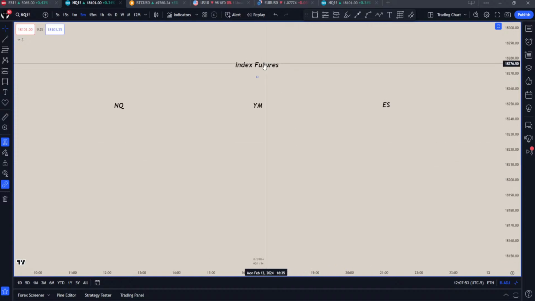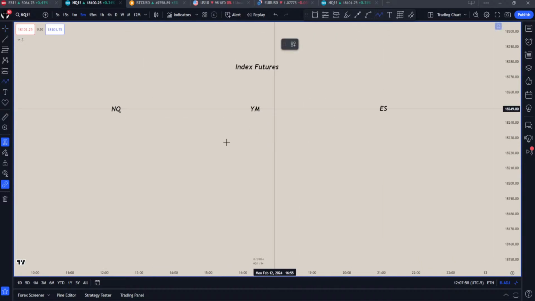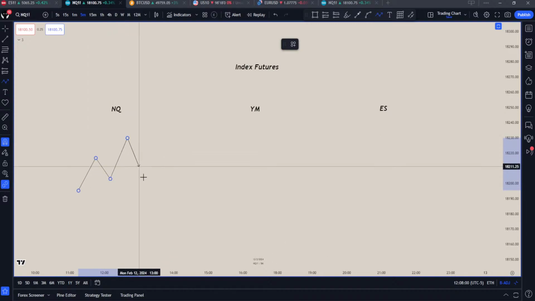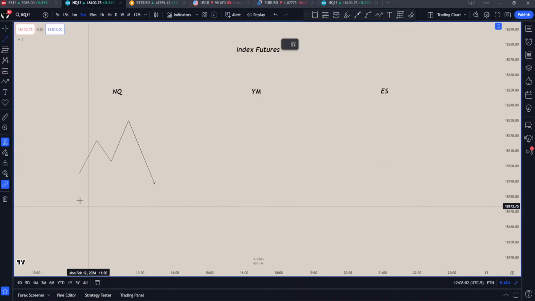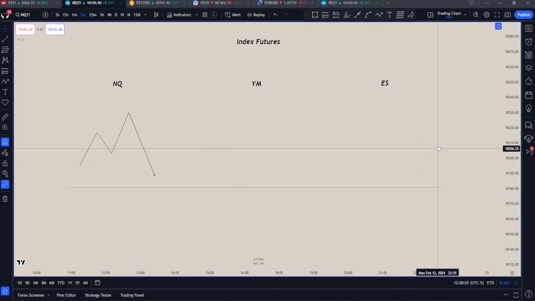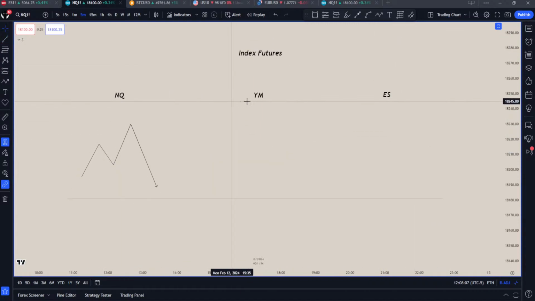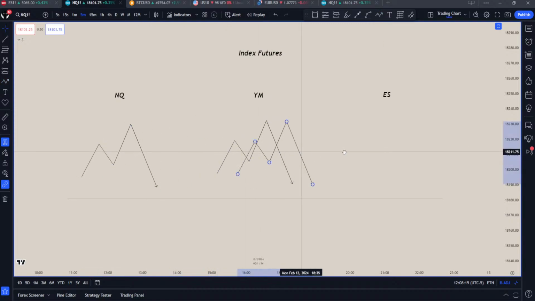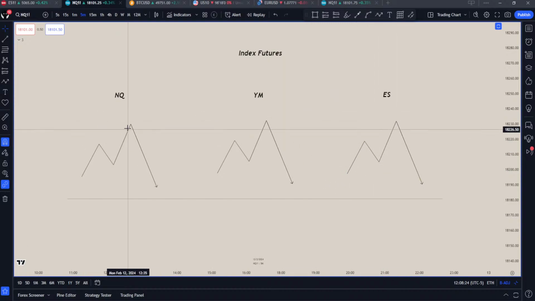So here, for index futures, we would be looking at NQ, YM, and ES. Here we can look for when one market makes a higher high or lower low and another does not. These are all correlated markets where they should be moving in tandem, meaning when NQ makes a higher high, YM and ES should also be making a higher high, right? So what happens when one of these markets fails to make the higher high?